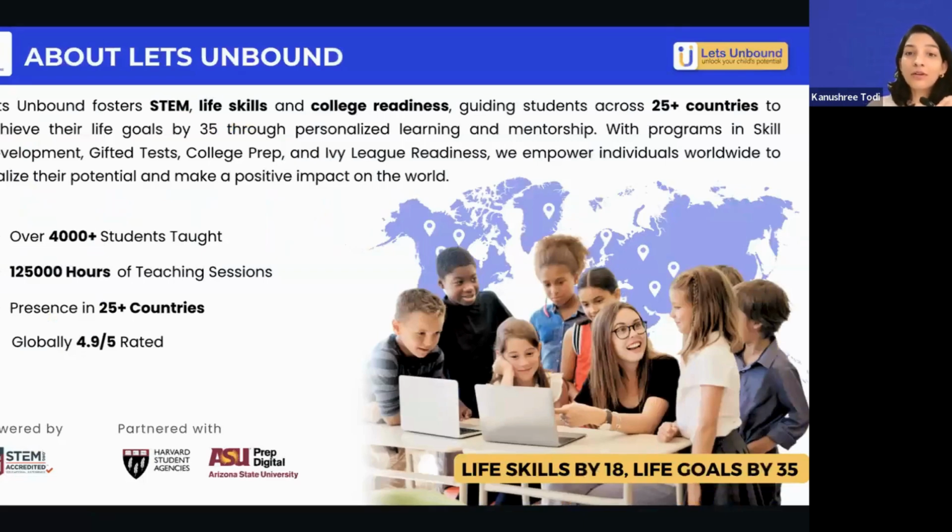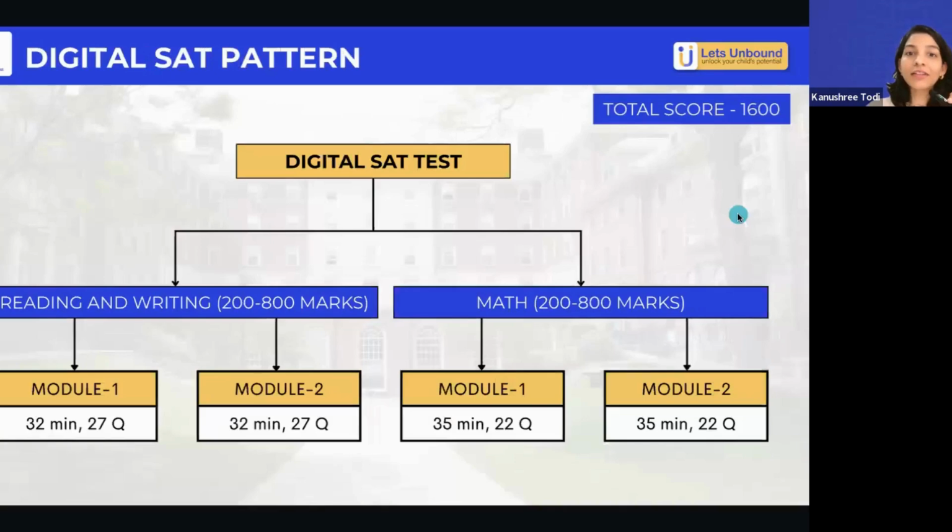Let's Unbound is a global platform that empowers students like you to build strong foundations in STEM, life skills, and college readiness. We are on a mission to help learners in 25 plus countries achieve their dreams by the age of 35 through personalized learning and dedicated mentorship. Our programs cover skill development, gifted test prep, college preparation, and even Ivy League readiness.